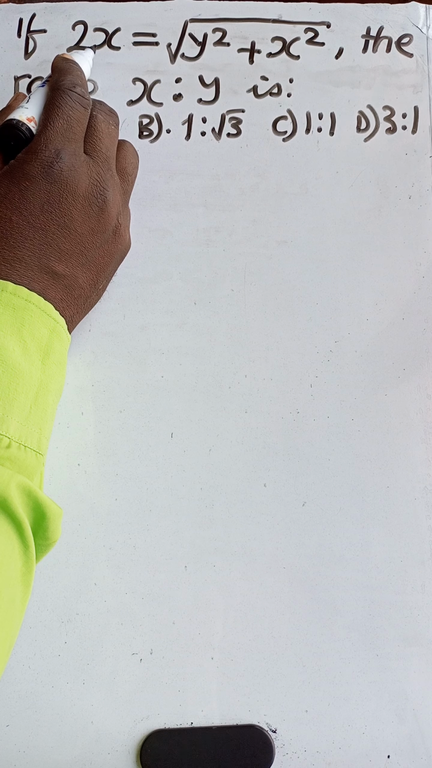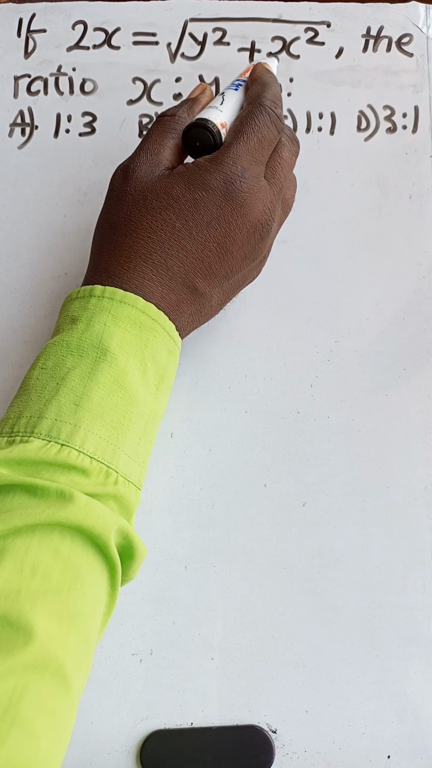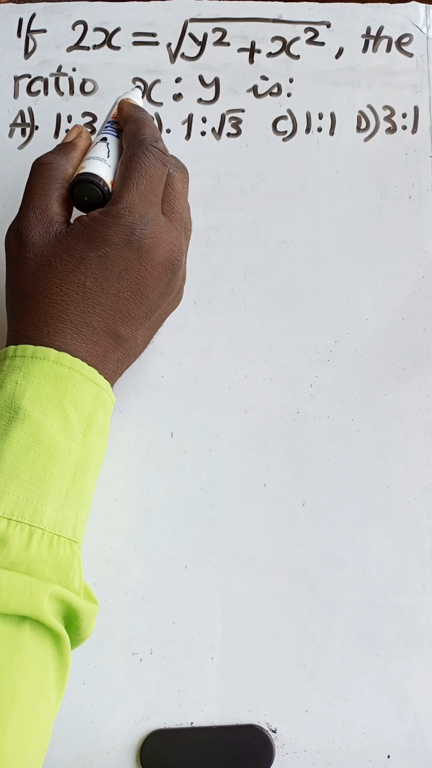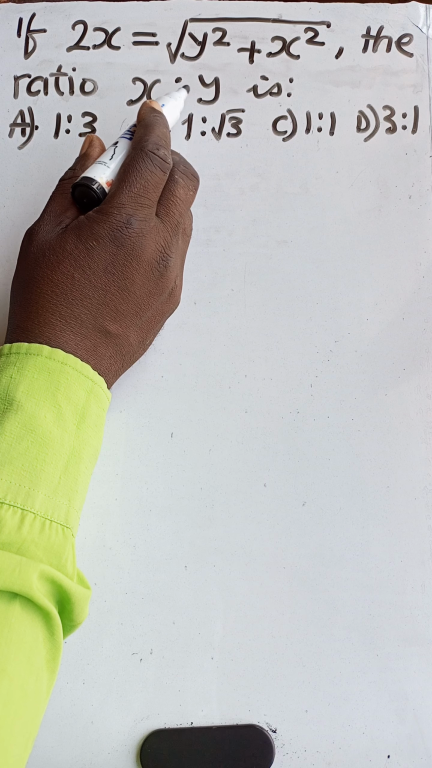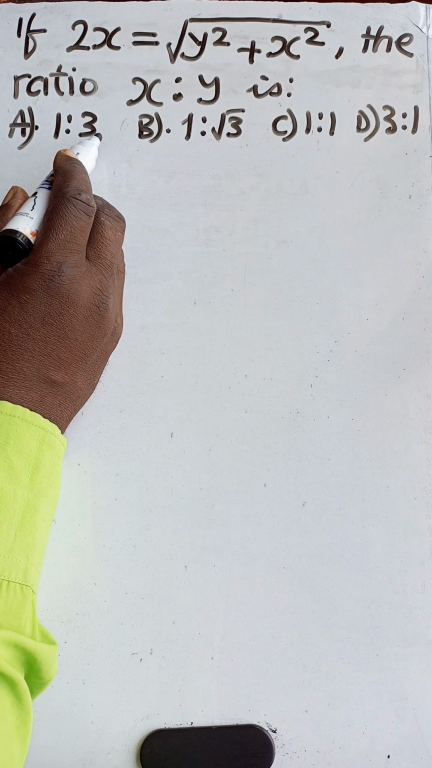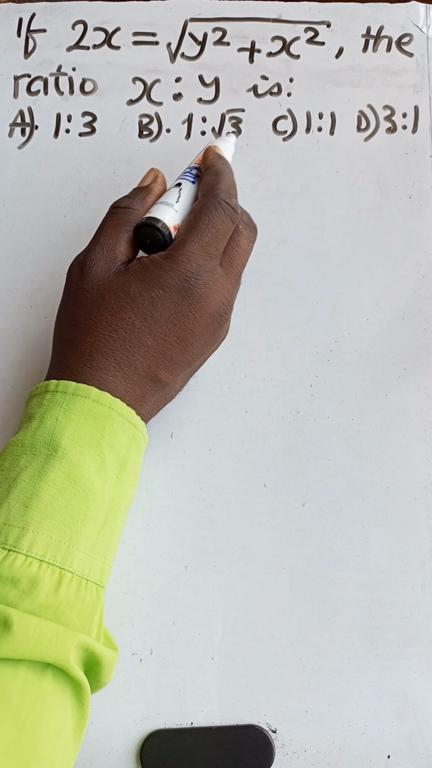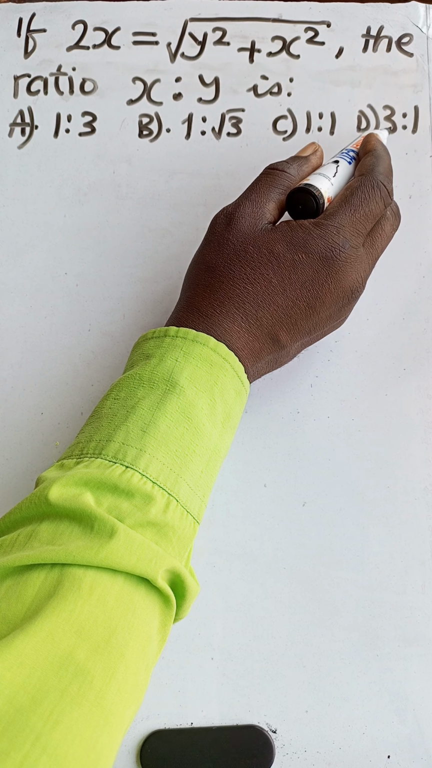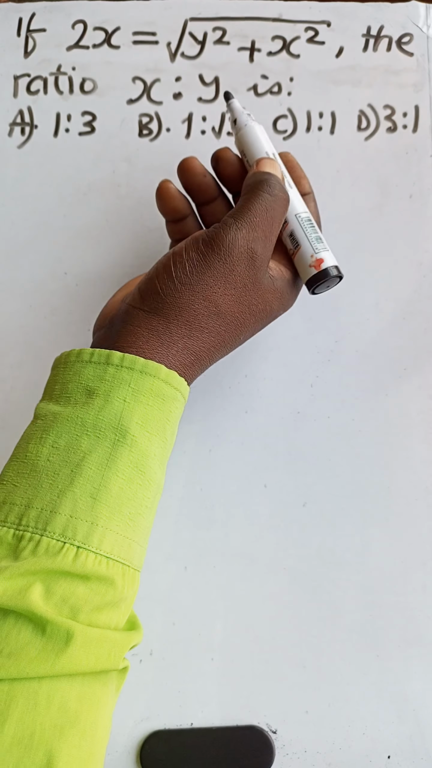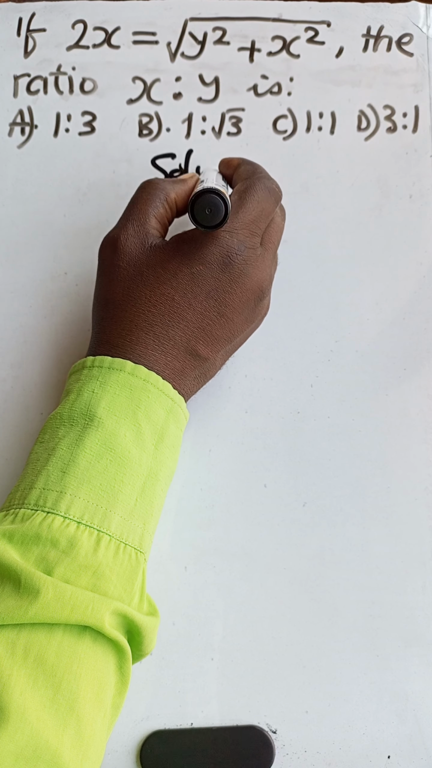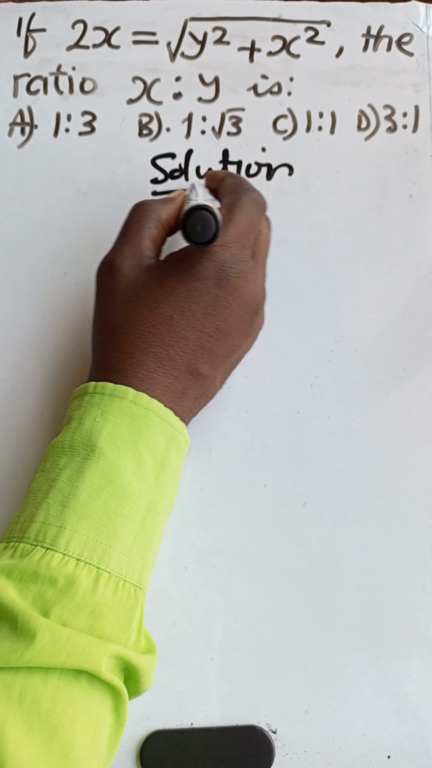If 2x is equal to the root of y squared plus x squared, then what is the ratio x is to y? Is it 1 is to 3, 1 is to root 3, 1 is to 1, or 3 is to 1? How do we get that? Let's look at the solution I have.